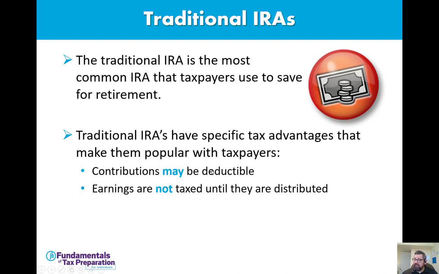The contributions to a traditional IRA may be deductible, and then the earnings are not taxed until they're distributed. So you're putting money in, you're not paying tax on it when you put it in, you're paying tax on it when you take it out. That's a traditional IRA. The Roth is the exact opposite of that. You pay tax on the income, and then you put it into your Roth IRA. It sits there, it accumulates interest, and then when you take it out, when you're of retirement age, ideally, it's not taxed.